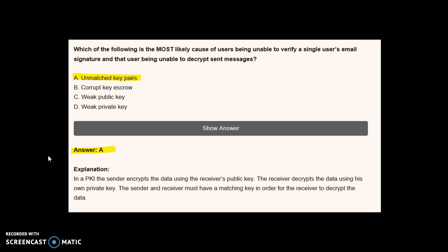Sometimes you just want to send them a signed message first, then they'll send you a signed message, and then you can send them an encrypted message, and then they should be able to decrypt it. That's just one weird little workaround I've learned from work.